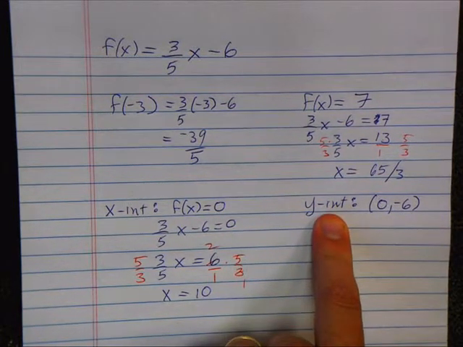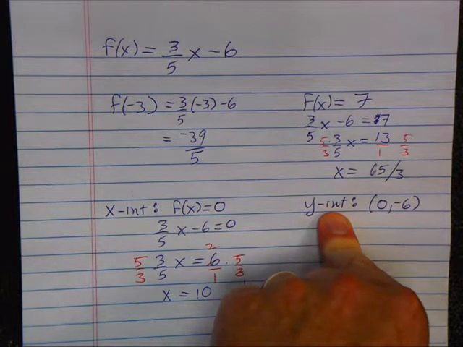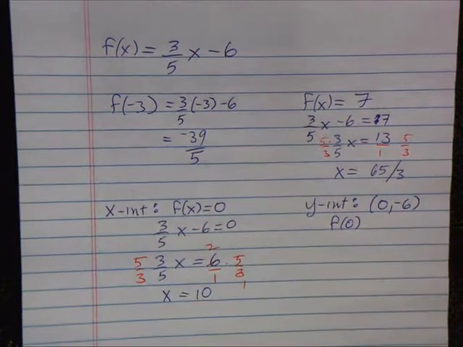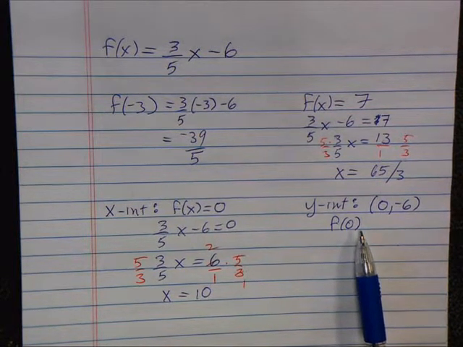What's the symbol I would write if I wanted you to find the y-intercept? What would the symbol for that look like? F of 0. That would be the symbol for find the y-intercept, because now I'm telling you x is the number 0. When I tell you x is the number 0, that's always the y-intercept.